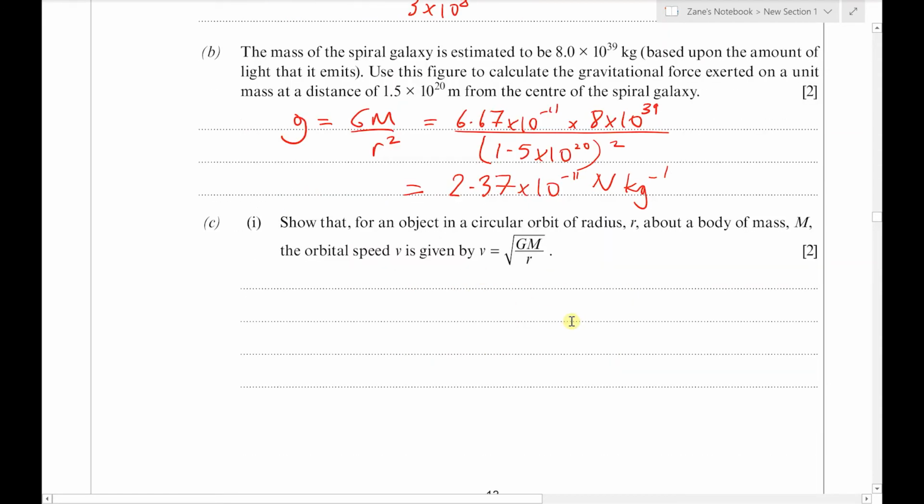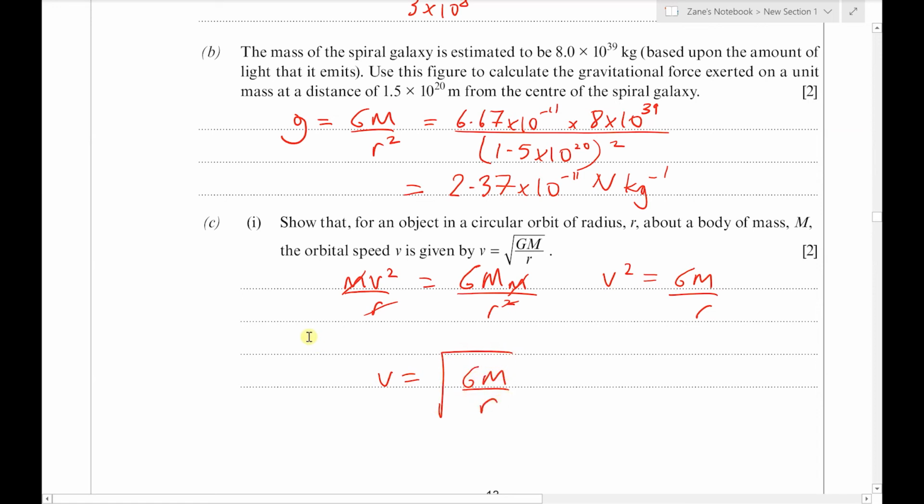Next we've got to show that for an object in a circular orbit of radius r about a body of mass M, the orbital speed v is given by v equals root GM over r. Well, this is a standard derivation. We start by equating the centripetal force, m v squared over r, to the gravitational force on the mass, G big M little m over r squared. The mass of the object that's orbiting cancels out, and we're left with v squared over r is GM over r squared. We can cancel one of the r's either side. So now we've got v squared equals GM over r, and simply square rooting both sides gives us the required v equals root GM over r.